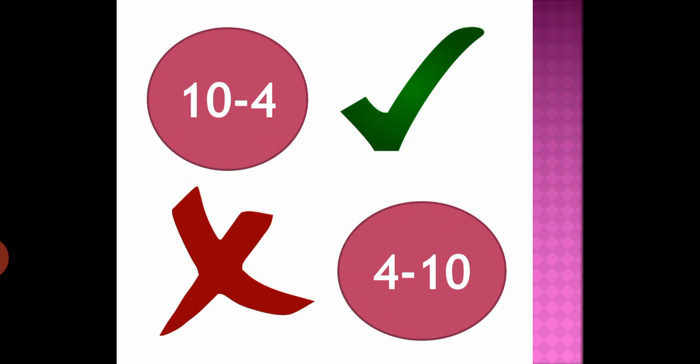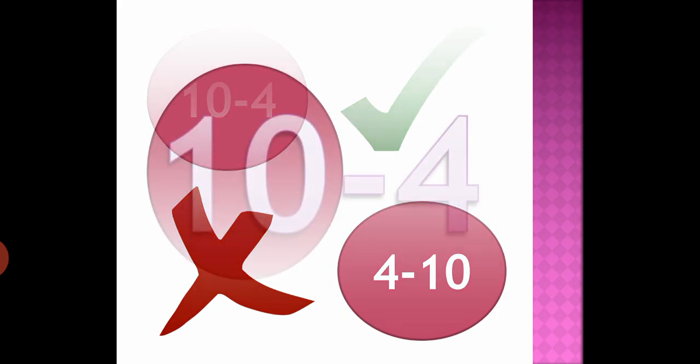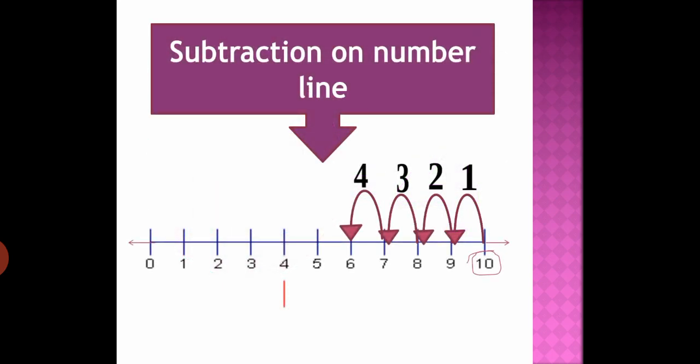After writing the digits, look at the statement first. We will figure out bigger one. Means we will figure out 10. We want to subtract 4. One thing keep in mind very clearly. In subtraction, we move to left side. 10 minus 4 means we will move 4 steps back from 10.